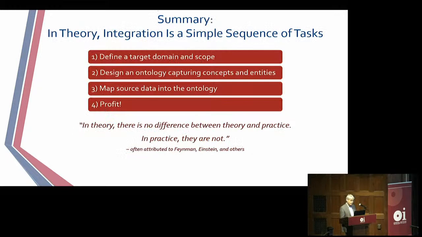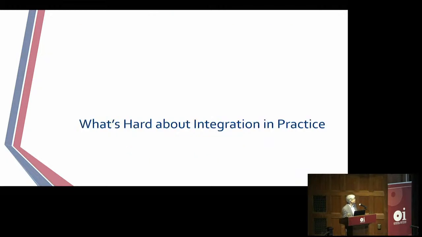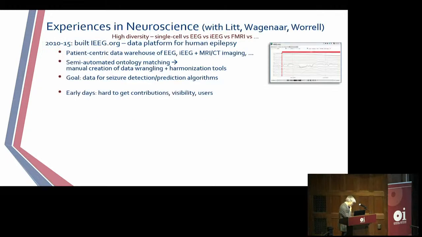by hand, okay? So to summarize the basic building blocks computationally toward integration and how we teach the theory, we come up with a target domain, a scope, we design an ontology, we map everything into the ontology, and then, as my students would say, you profit, right? But this theory doesn't always work as well as possible. And to illustrate this, I'll use one of many examples that I could.